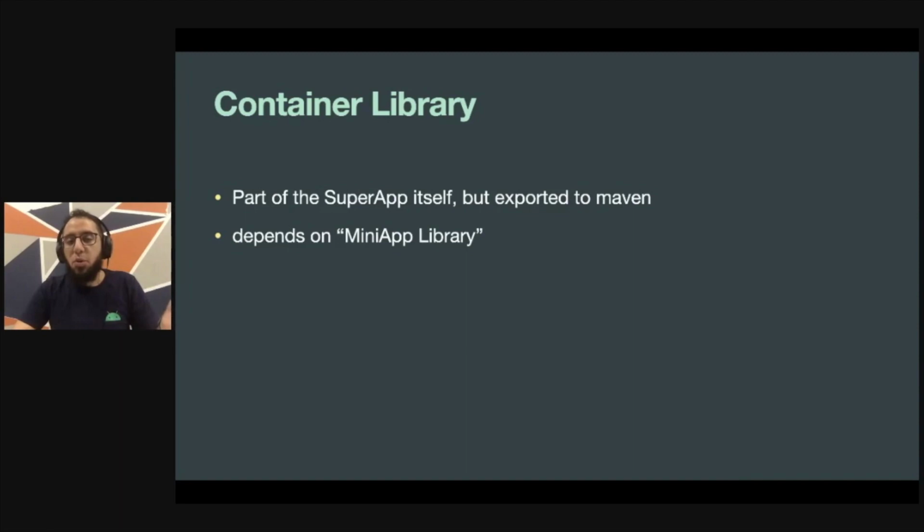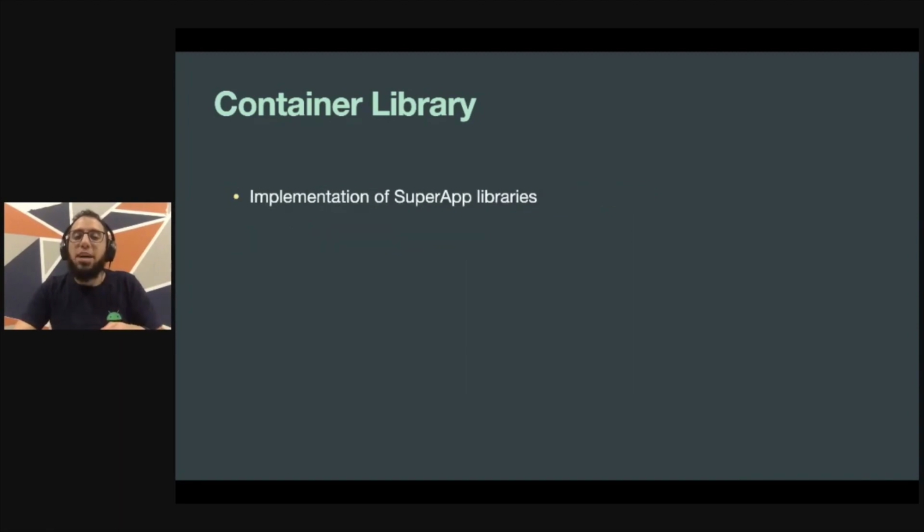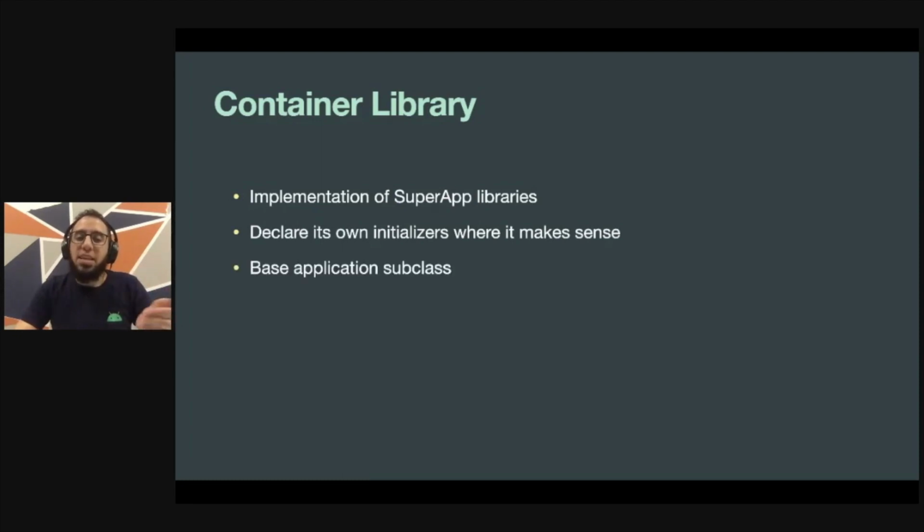So it depends on the first library with all the interfaces, the mini app library, and it provides implementations of these libraries. So a lot of these were just interfaces. Now here's where the actual concrete implementations will live. It'll declare its own initializers where it makes sense. So for its own initialization of analytics and Crashlytics and crash reporters and so on and so forth. And it'll have a base application subclass so that each mini app can base its application on that base application and get pretty much all the functionality of initialization of analytics and so on and so forth for free. And that both works in their standalone app and it works in the SuperApp context, because essentially the code is shared in both cases.